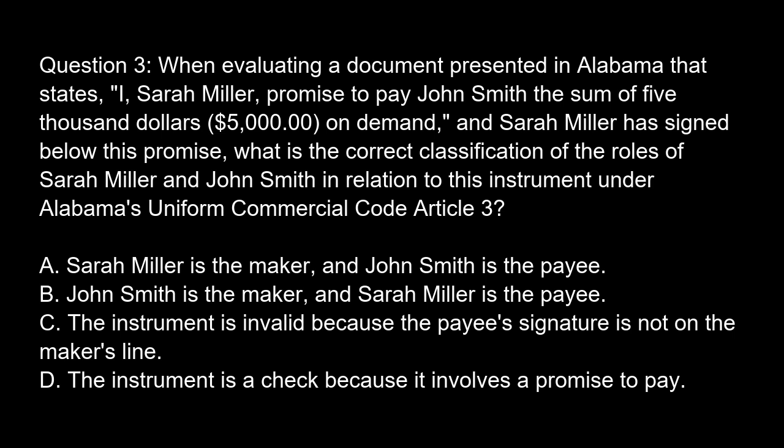Option A. Sarah Miller is the maker, and John Smith is the payee. Option B. John Smith is the maker and Sarah Miller is the payee. Option C. The instrument is invalid because the payee's signature is not on the maker's line. Option D. The instrument is a check because it involves a promise to pay.